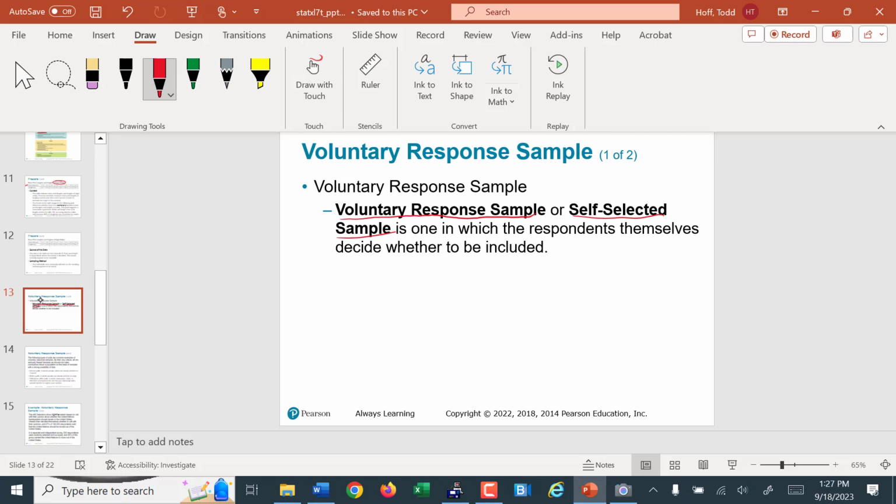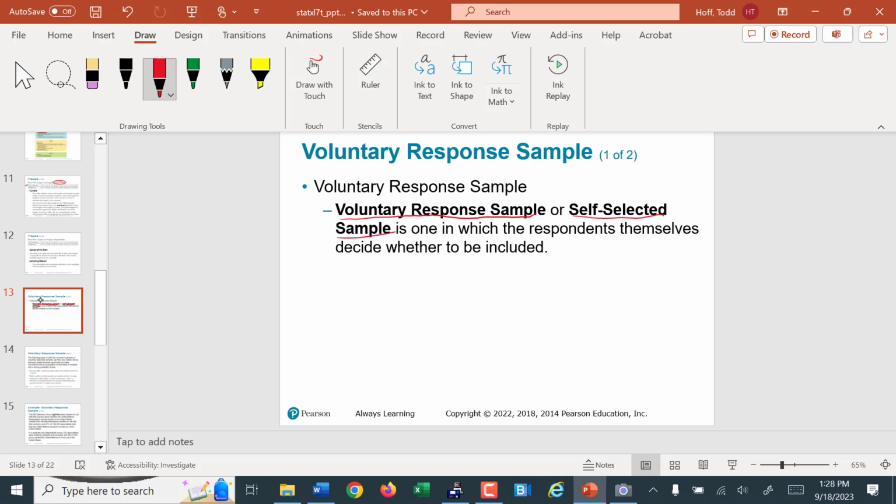And actually, with the U.S. Census, it is illegal not to respond. Even with that, every time it comes around, every 10 years, we still get people that don't respond. So you can't force people to respond. So there's always going to be some element of voluntary response or self-selected sampling.